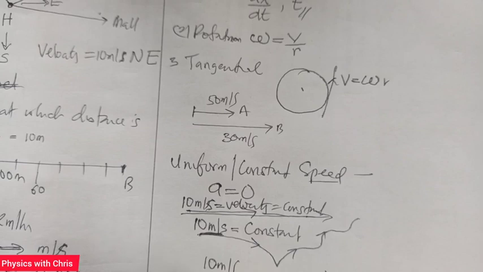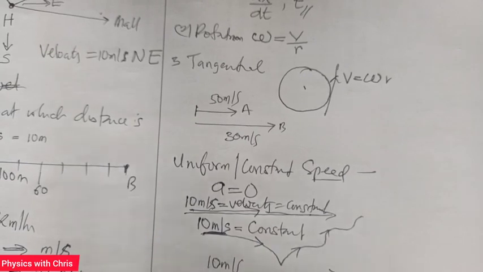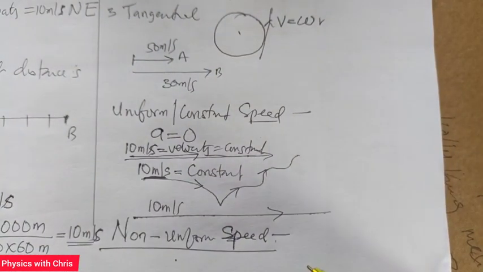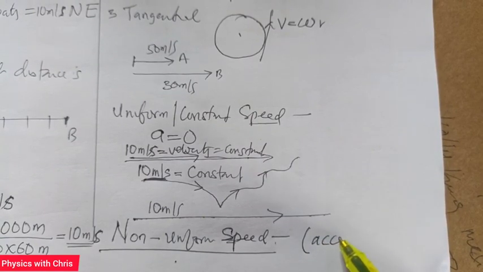Then the last one is non-uniform speed or velocity. The body speed in this case is changing. For non-uniform speed, the speed changes with time. Since the speed changes with time, we say in this case the body is accelerating.